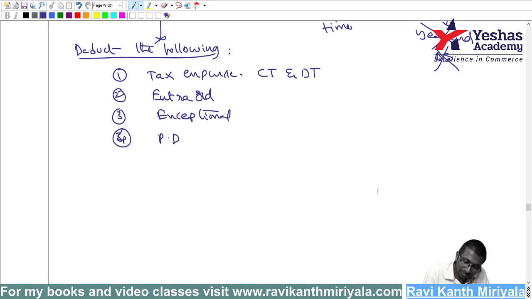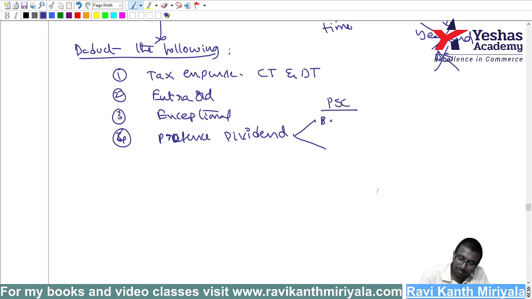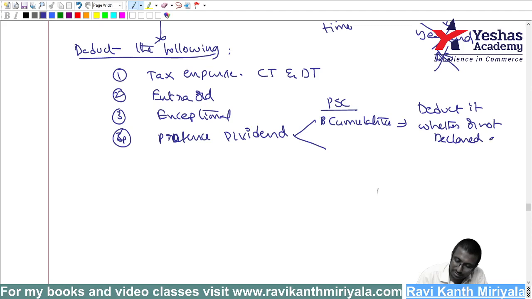Next, even preference dividend, you are supposed to deduct it. With respect to preference dividend, if the preference share capital is cumulative preference share capital, cumulative means you have to pay, if not in the current year, then next year. That's why if it is cumulative, deduct it, whether or not declared at the AGM.